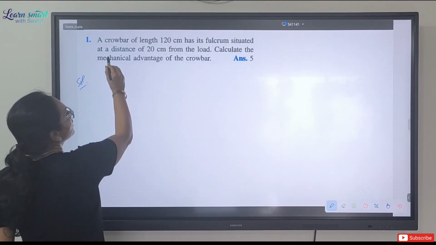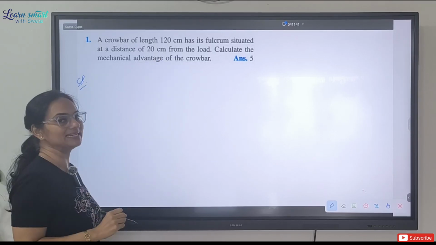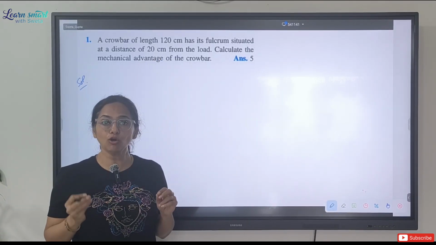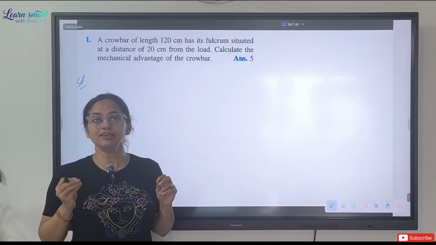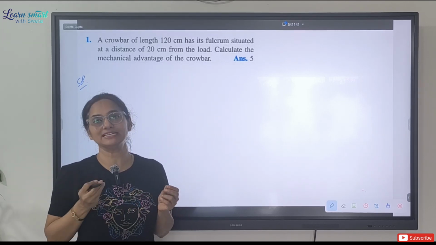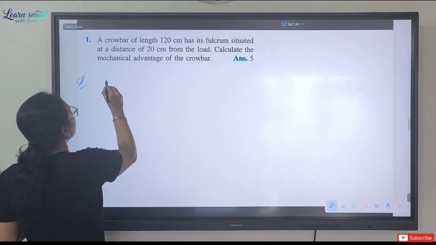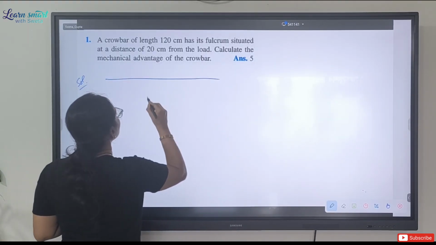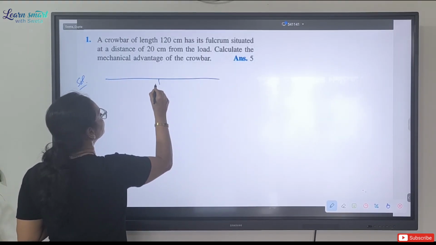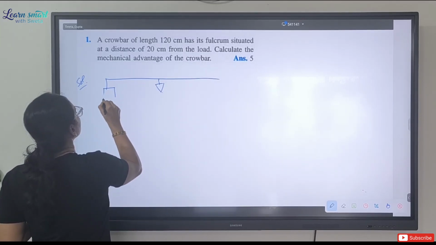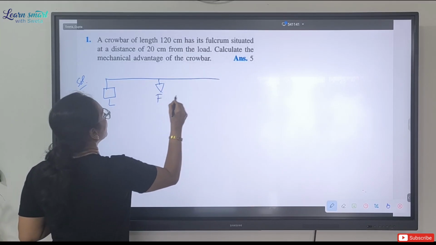The question says a crowbar of length 120 centimeter. So first we have to know that crowbar belongs to class 1 lever. If you remember this, you can solve this very easily. So in a class 1 lever, the fulcrum is in the middle. So we will first draw it like this. This is the fulcrum. Here there is load and effort.